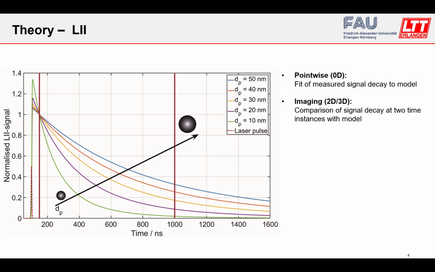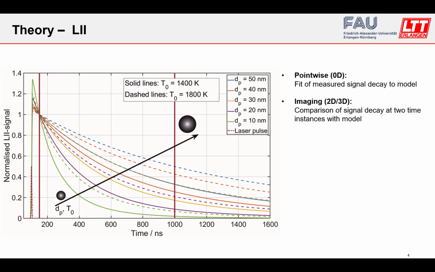So here it is normalized to the first point, and you can definitely discriminate between the different sizes at the second point. And all those curves you see here are for one initial temperature. But if we look at a different temperature, so here the dashed lines, you see that a solid and a dashed line coincide, which means that it's really crucial and you need to know the initial temperature prior to your laser pulse to obtain absolute values of the primary particle size.